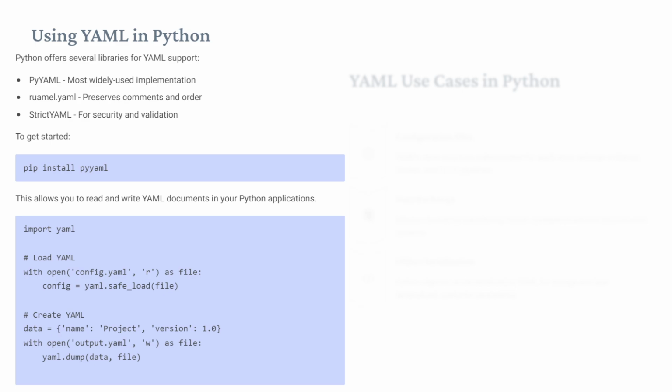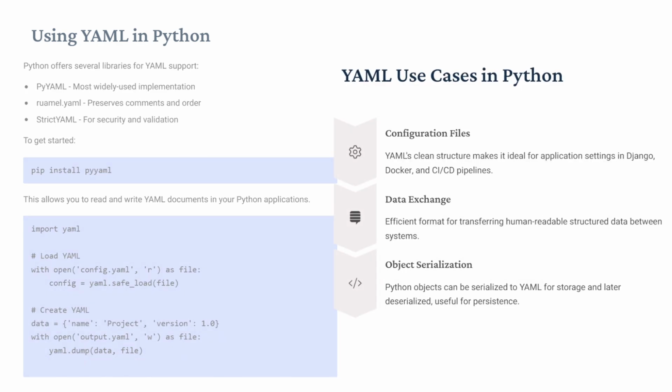To get started, you have to run pip install PyYAML in your command line or CMD, or maybe terminal on Mac. This actually allows you to read and write YAML documents in your Python application. So we'll look at why you can use YAML in Python.